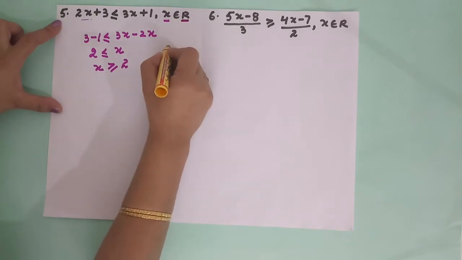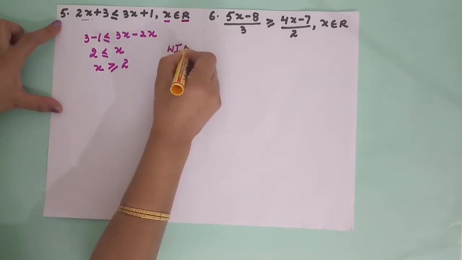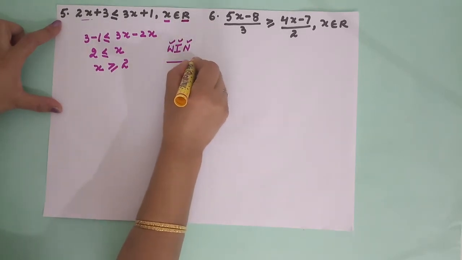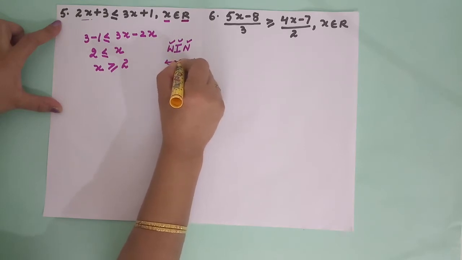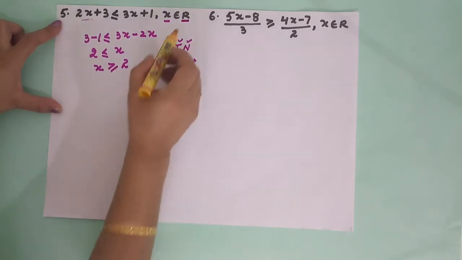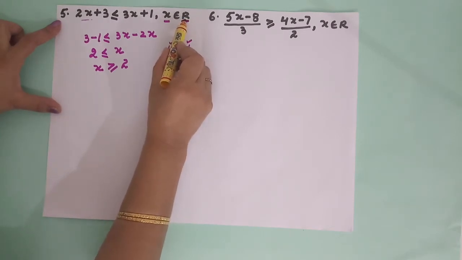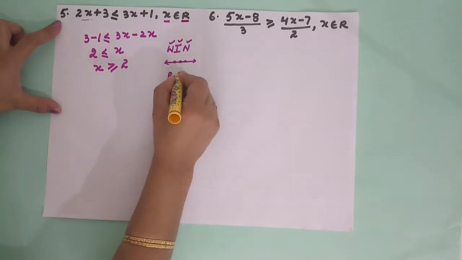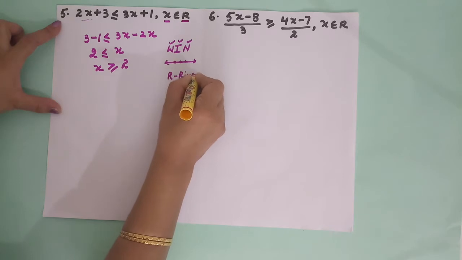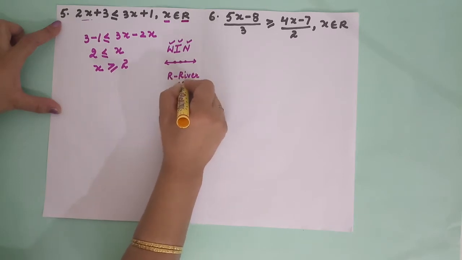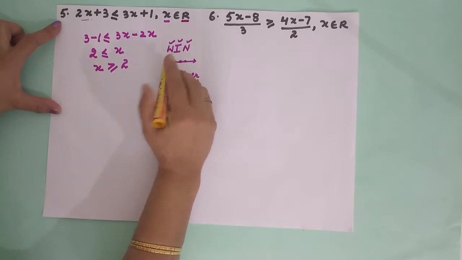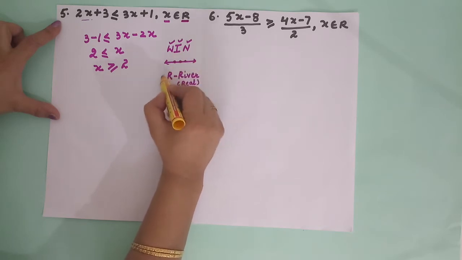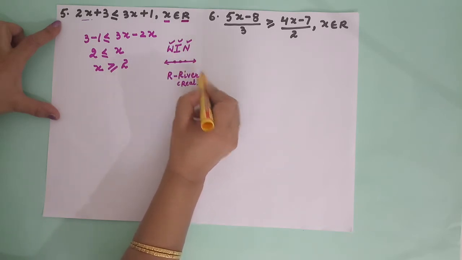Now we have learned how to represent W, which means whole numbers, integers and natural numbers, on a number line by placing dark dots on the numbers which are in their solution set. But there is a different procedure for plotting the real numbers on the number line. So we will call this real number a river. Why? Because real numbers include all the numbers. It includes whole numbers, integers as well as natural numbers, rational numbers, everything is included in the real numbers.